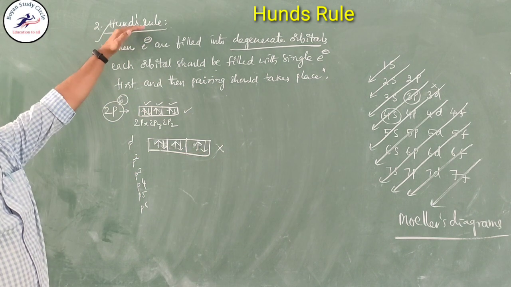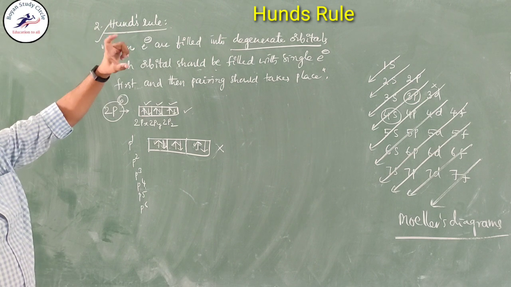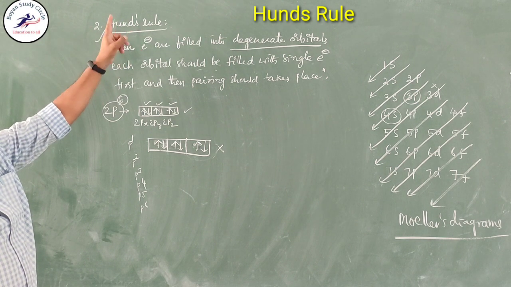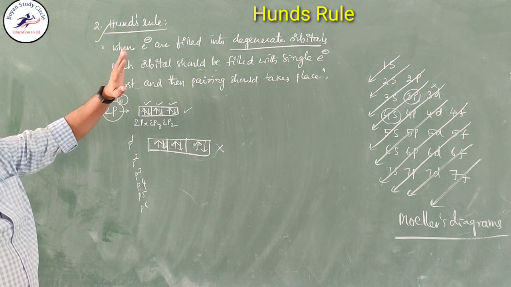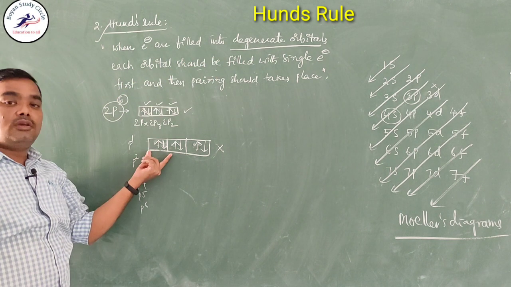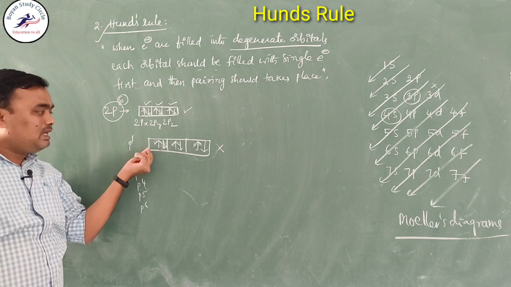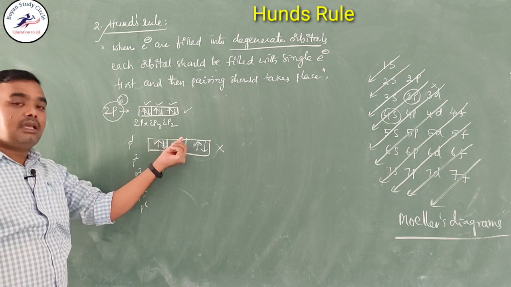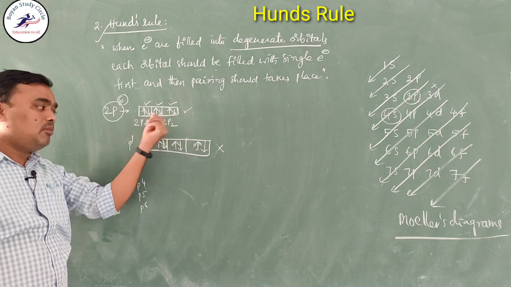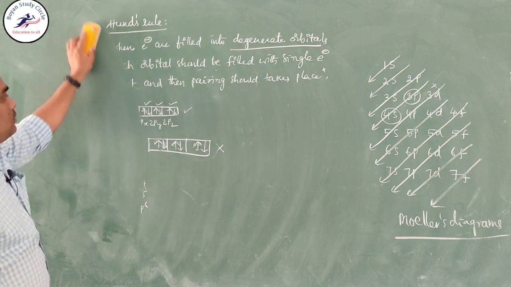This is Hund's rule, right? So while distributing the electrons into orbitals, you have to take care whether you are following Hund's rule or not. While distributing the electrons into degenerate orbitals, you have to distribute the electrons according to Hund's rule. So each degenerate orbital should be given 1 electron each, then pairing should take place. Okay. So this is Hund's rule.